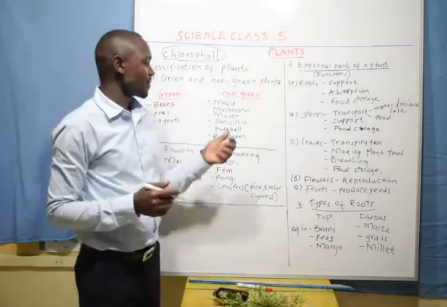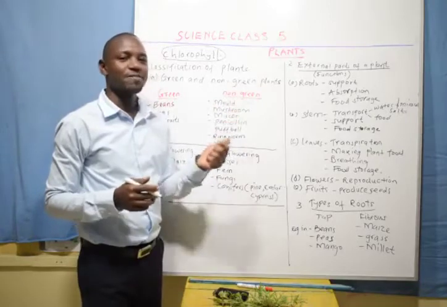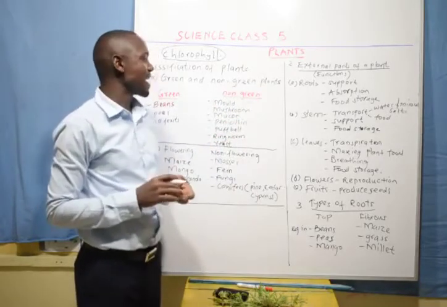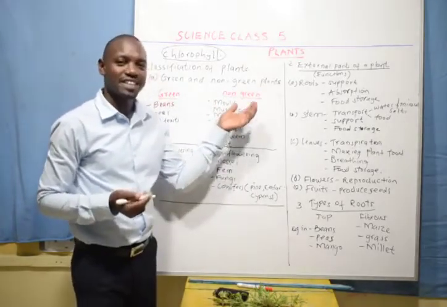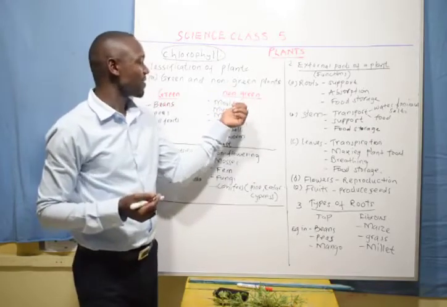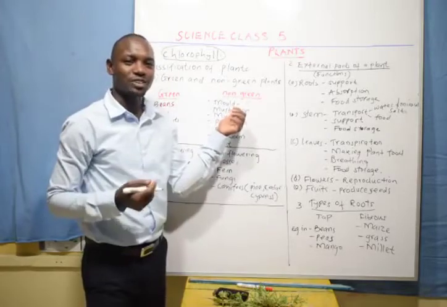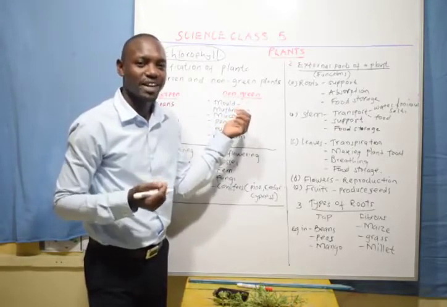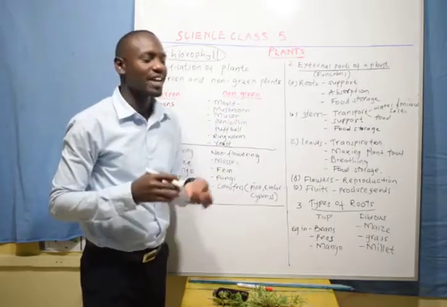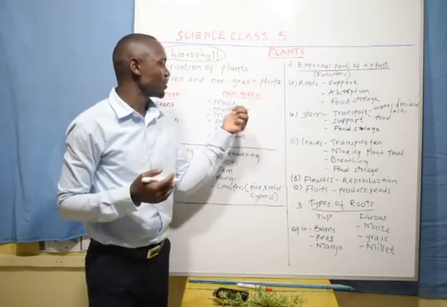Non-green plants are grouped into two. We have bacteria and fungi. They are either bacteria or fungi. Examples of fungi, we have the mold. Mold is found in moist leftovers of foods like a moist bread. When you leave a piece of bread somewhere, the mold will grow on it.